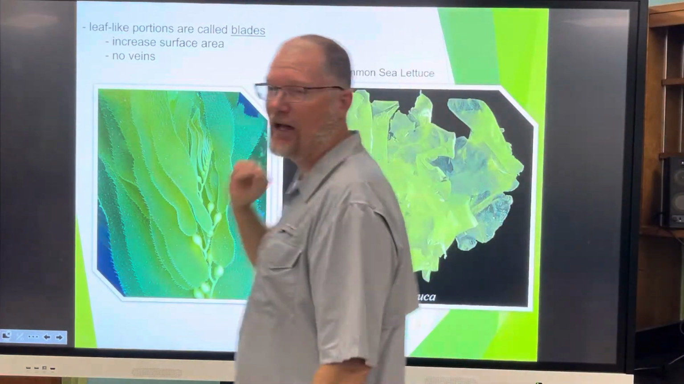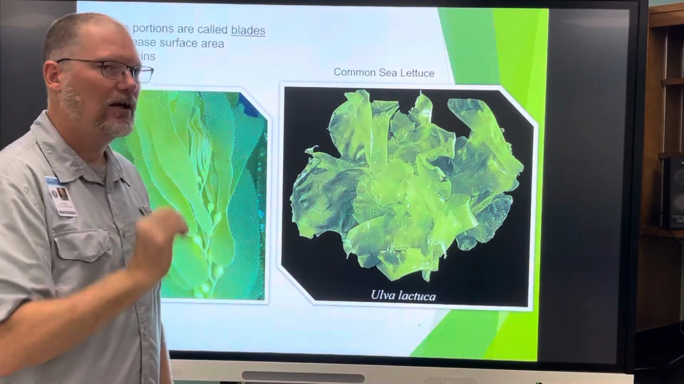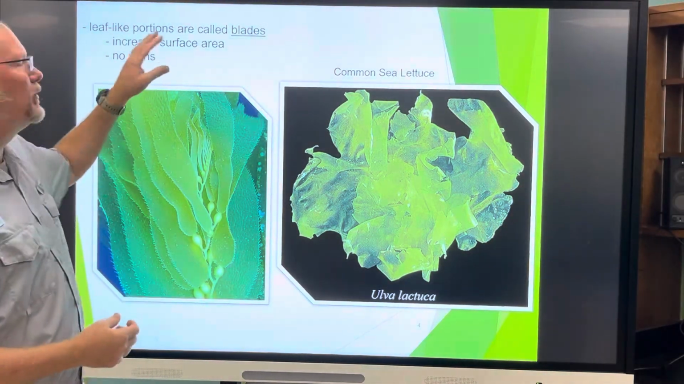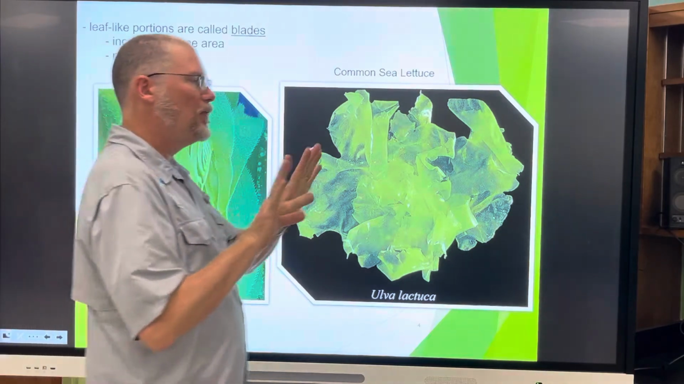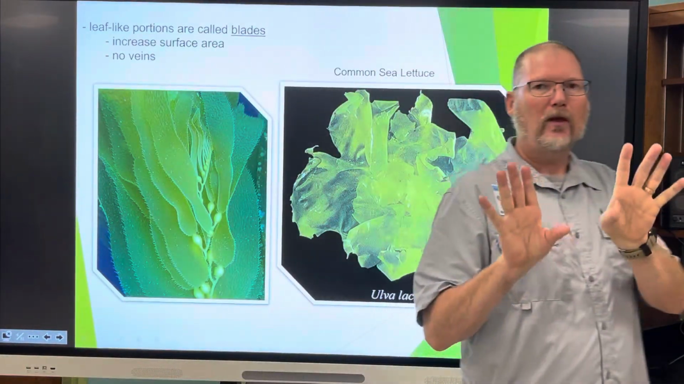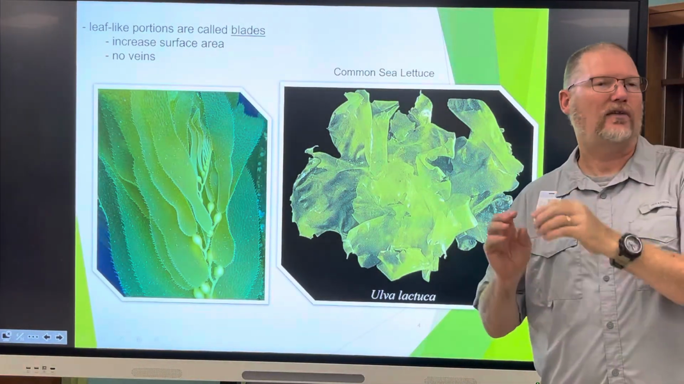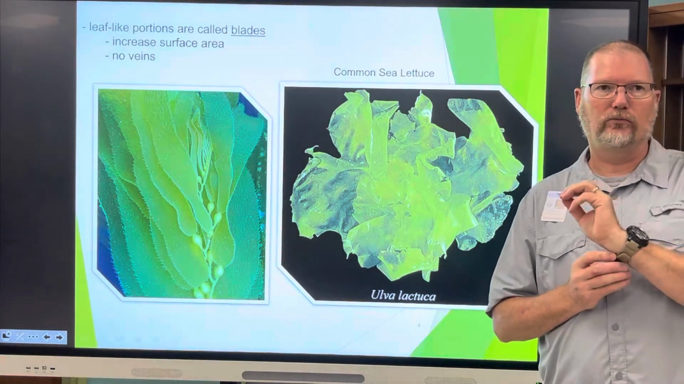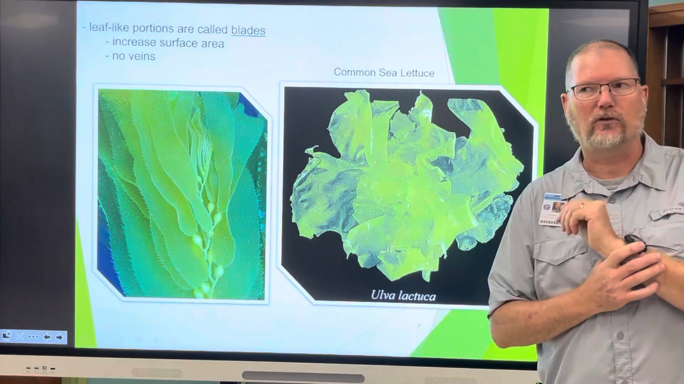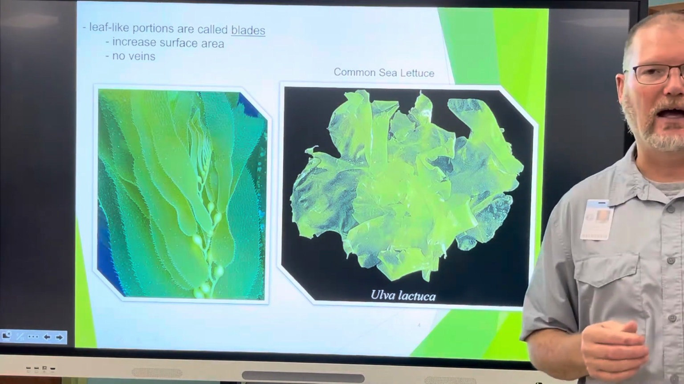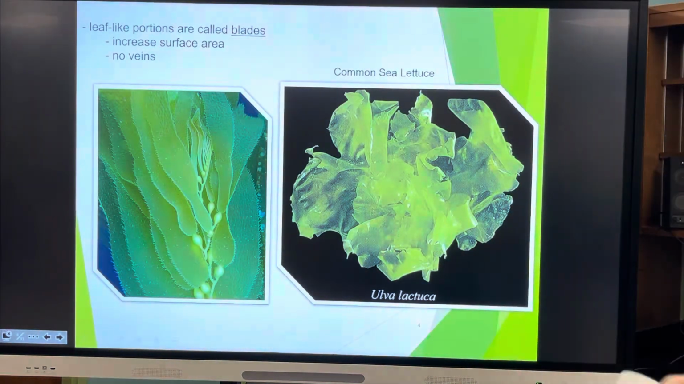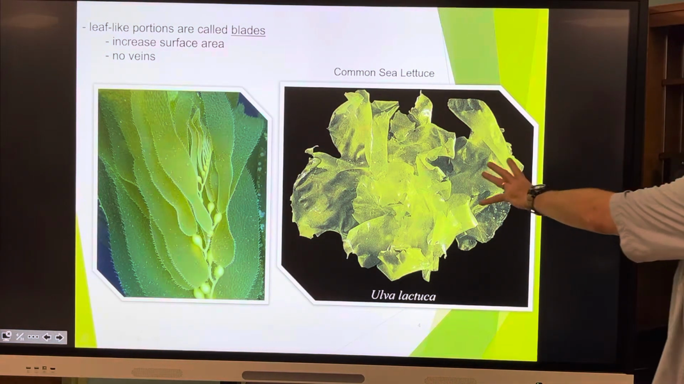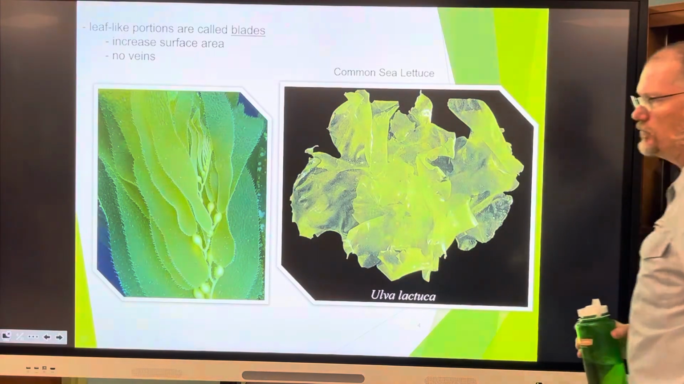They have these leaf-like portions. They don't have veins, so they're not quite leaves. They're called blades. And what they're meant to do is increase the surface area of the photosynthetic cells that have the chloroplasts in them to collect more solar radiation, so that they can photosynthesize. They can make their own food because they're autotrophs, right? This is sea lettuce, and that's more kelp.